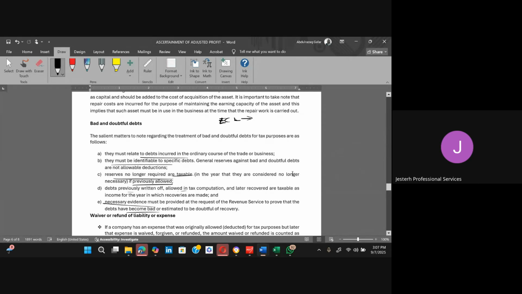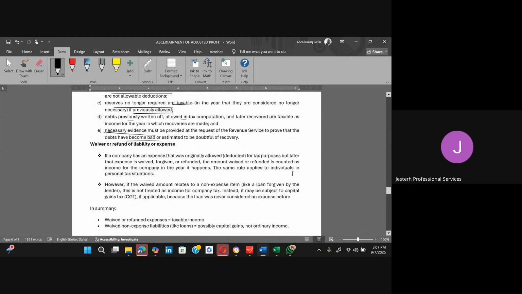So you need to demonstrate it to them before they will allow you to deduct your bad debt as an allowable expense. Then we also have what is known as the refund or a liability expense. If a company has an expense that was originally allowed for tax purposes, but later that expense is waived, forgiven or refunded, the amount waived or refunded is counted as income for the company in the year it happens.